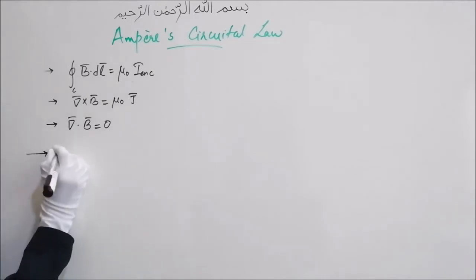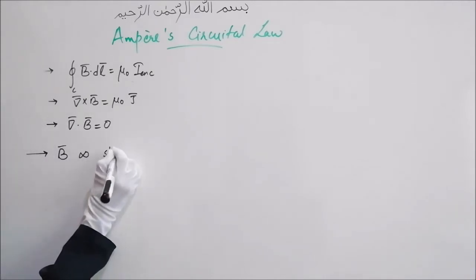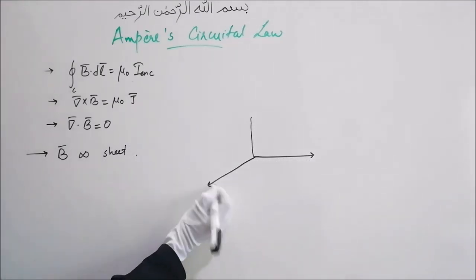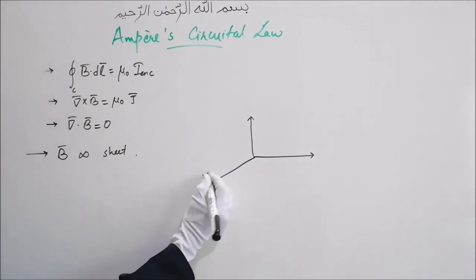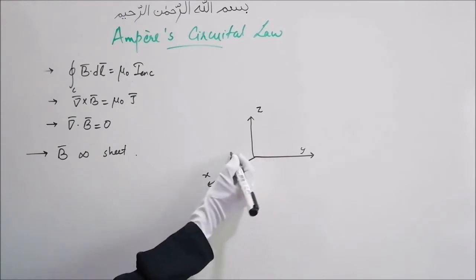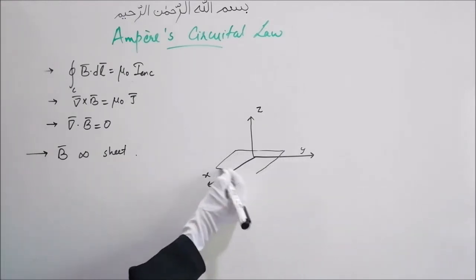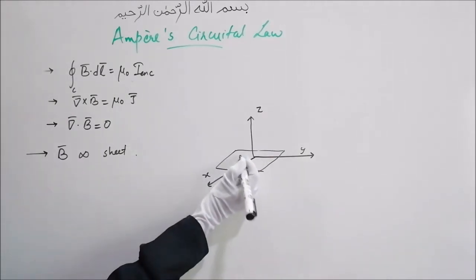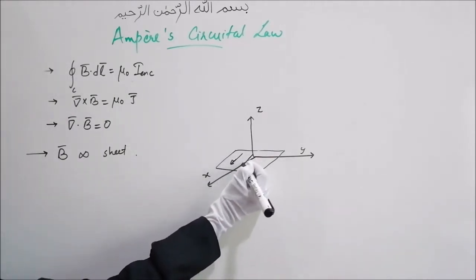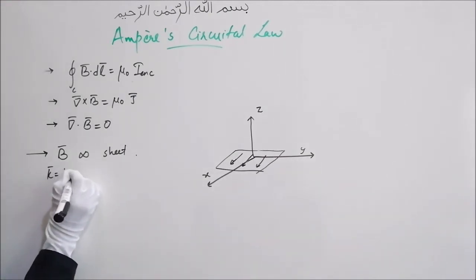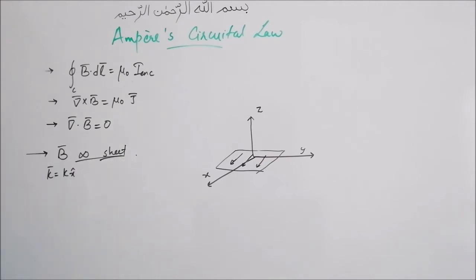Let's find the magnetic field due to an infinite sheet. So let's say, consider this. This is the x, y and the z axis. We have an infinite sheet in the xy plane. It is infinite, so it goes on in the entire plane. And it carries a surface current in the x direction. So k bar is equal to k x hat. That is the surface current density, right?